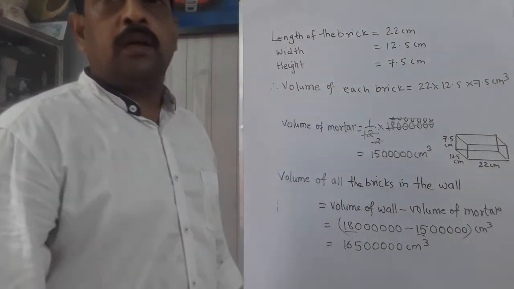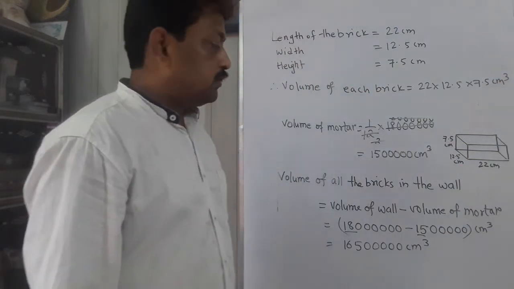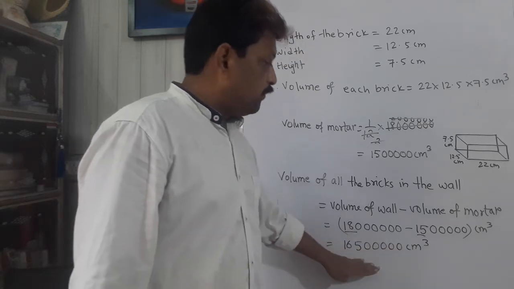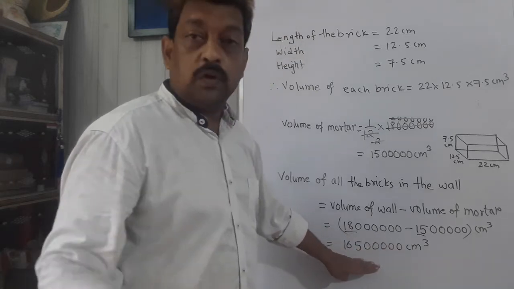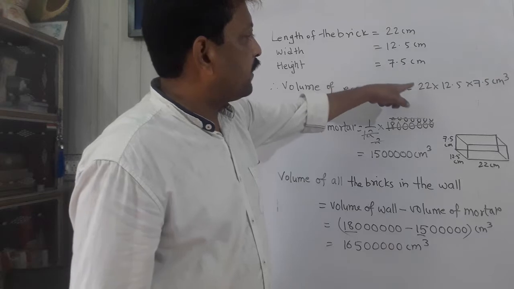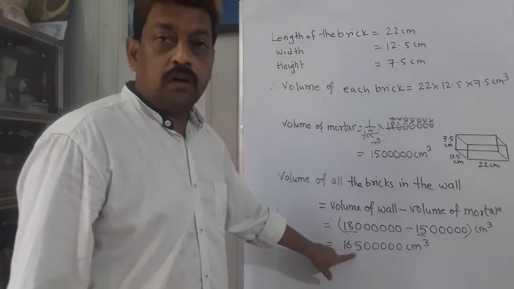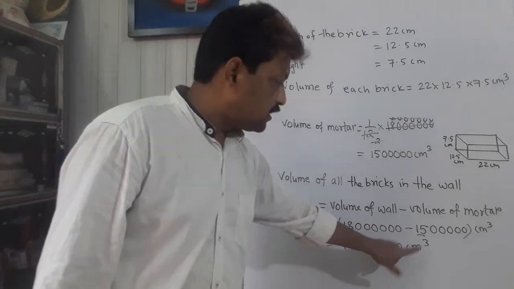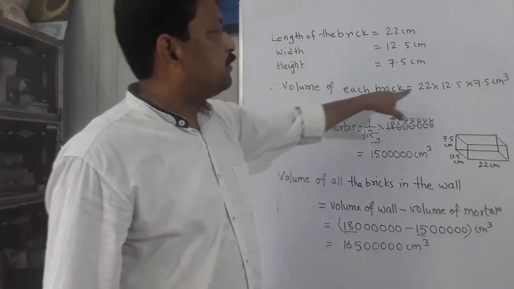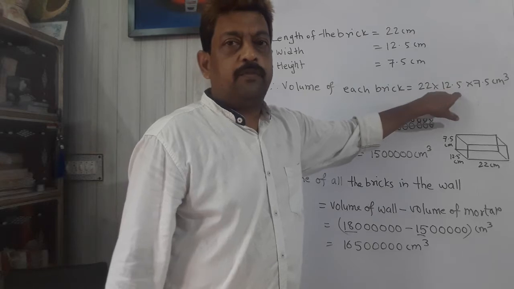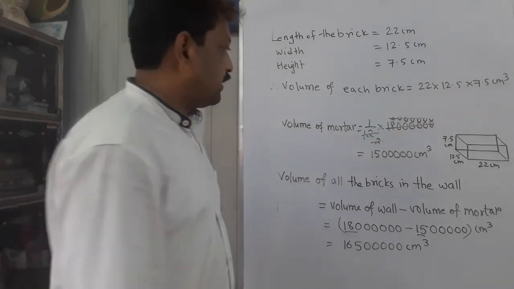Now to find the number of bricks, we have to divide the total volume of the bricks by the volume of each brick. Total volume of the bricks is 165 then 50 centimeter cube and volume of each brick is 22 into 12.5 into 7.5. We have to divide these two values.